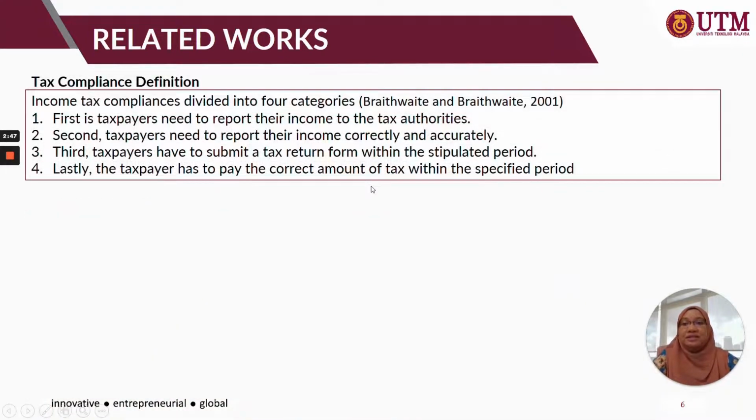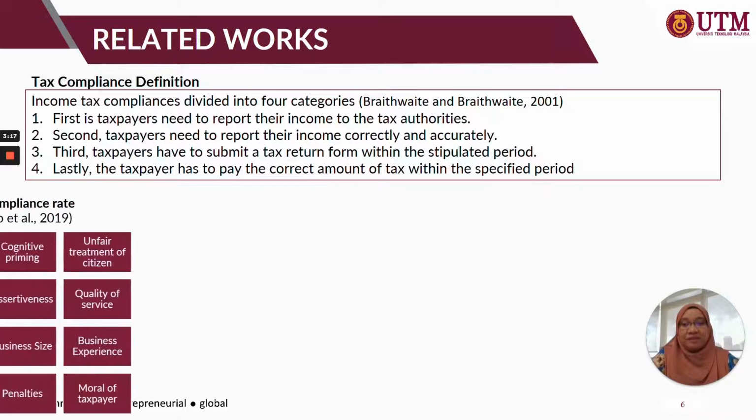So let's look at what tax compliance is. According to Braithwaite, a taxpayer is tax compliant if, first, they report their income to the tax authority. Secondly, they report their income correctly and accurately. Thirdly, they submit the tax return form within the stipulated period. And lastly, they pay the correct amount of tax within the specific period.